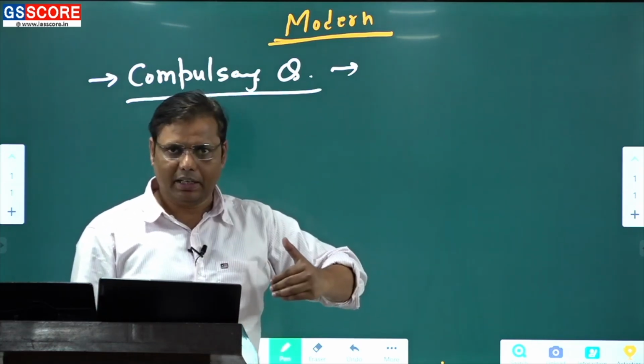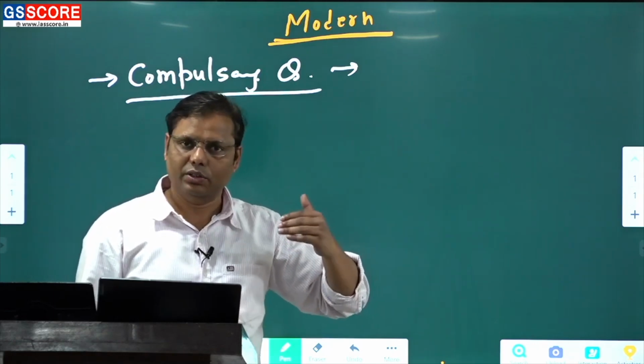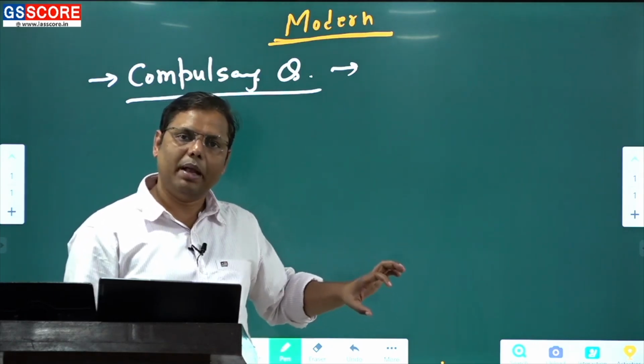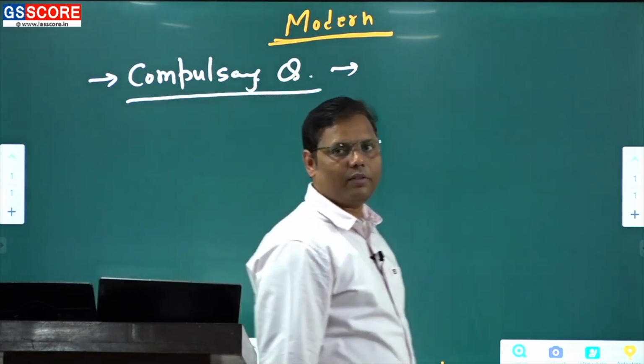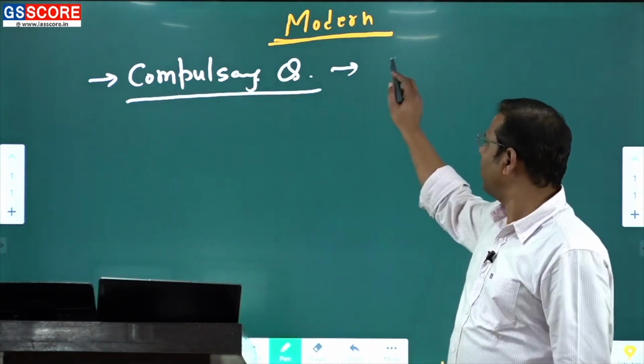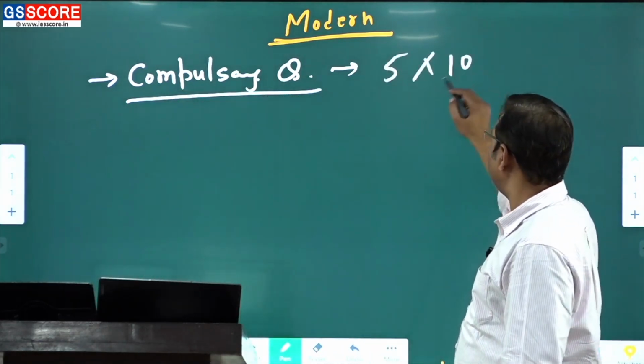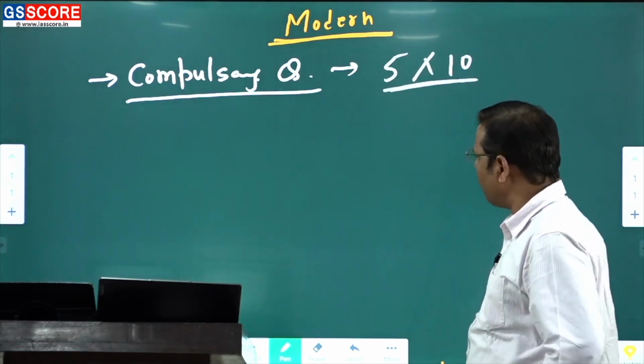But then map is a compulsory question, and that's why you are not having any choices. You need to cover it. But what happens in paper two is that there are five questions which are coming from this part. In the compulsory questions, there are 5 into 10. That is the bifurcation of the marks.